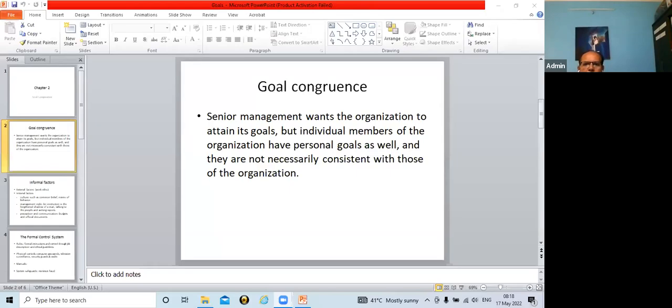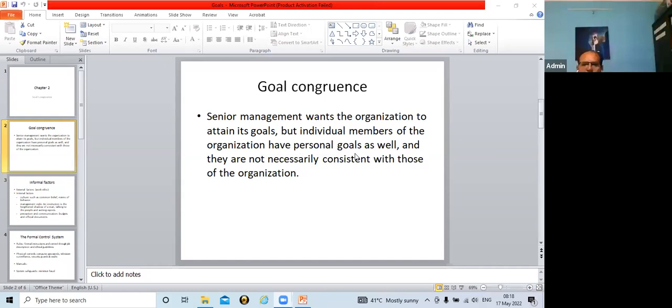Now, in a goal congruence, senior management wants the organization to attain its goal. As I told you, organization goals are either profit maximization or wealth maximization. So senior management wants to achieve this goal, but individual members who are working at different levels, as lower level manager, middle level manager, or higher level management, have personal goals as well. Every individual has their personal goal.